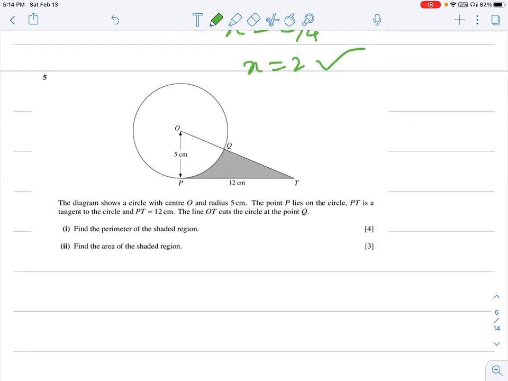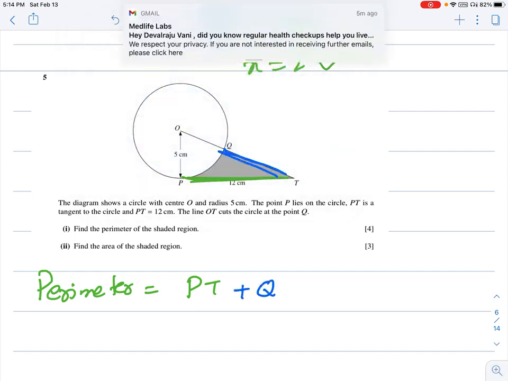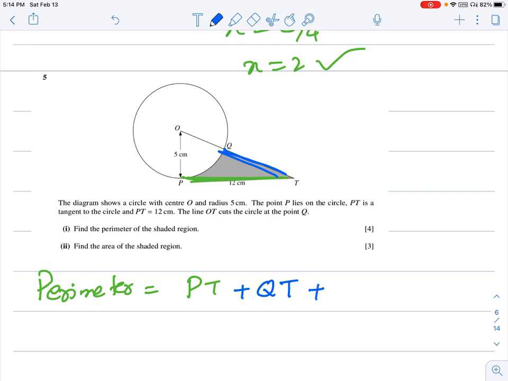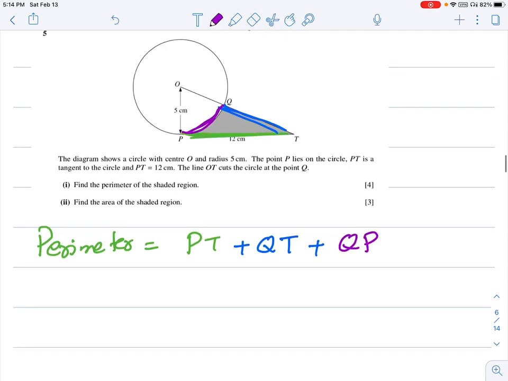Question number 5. This is the diagram. He's asking to find the perimeter of the shaded region. What is the perimeter of the shaded region? Let me write the perimeter. 3 parts: PT and QT and one more part, QP. These are all the 3 parts.